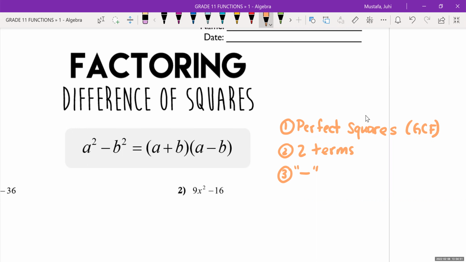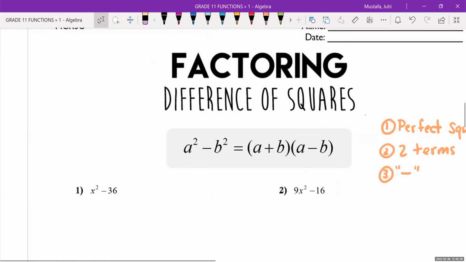Sarah? So sometimes you'll have two terms that are not perfect squares, but if you take out the greatest common factor, it will end up being a perfect square. Yeah, and we have a couple of examples like that.